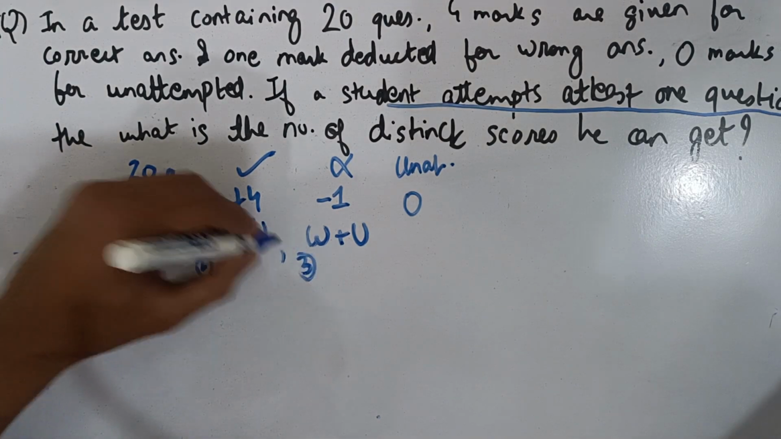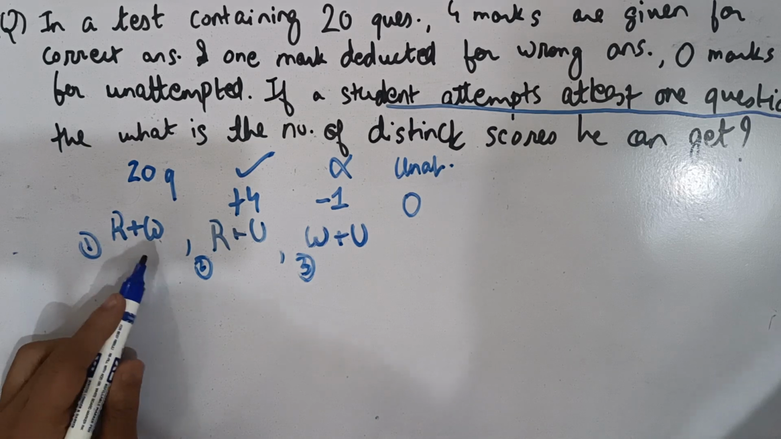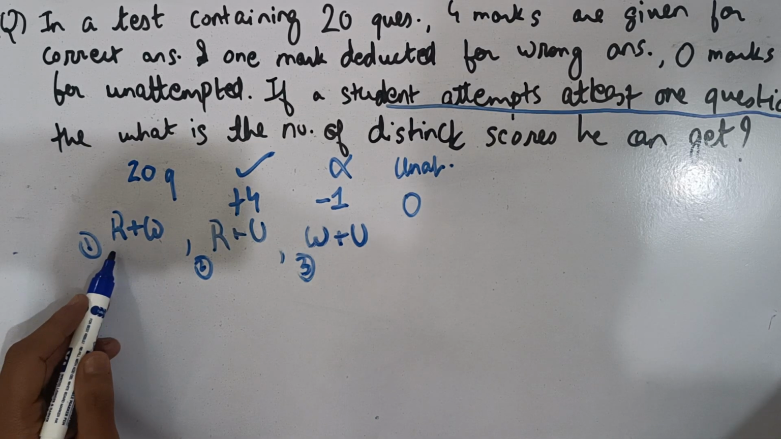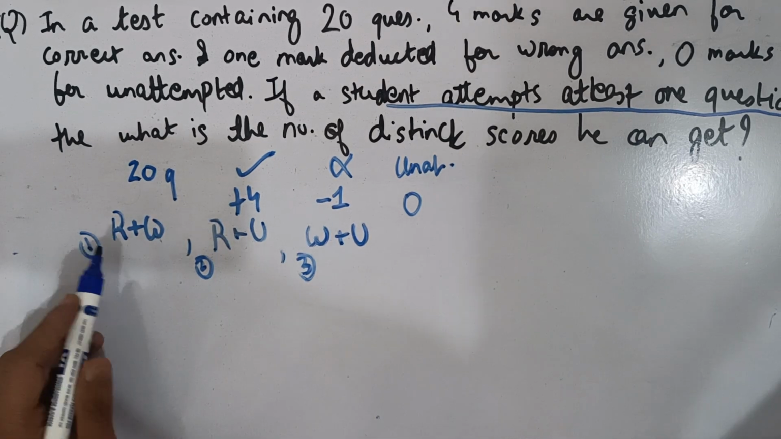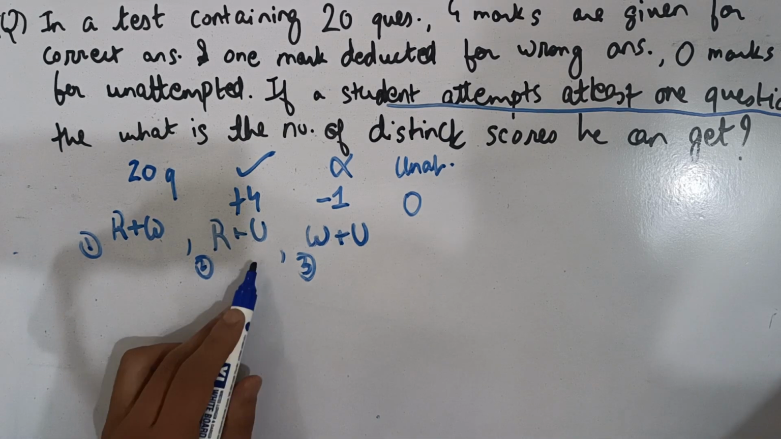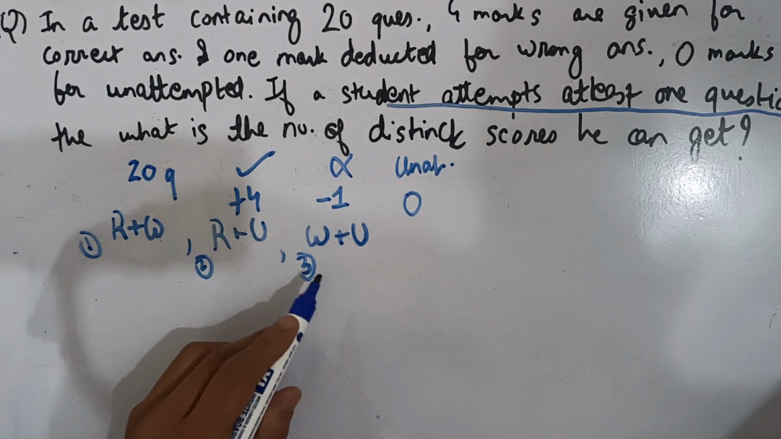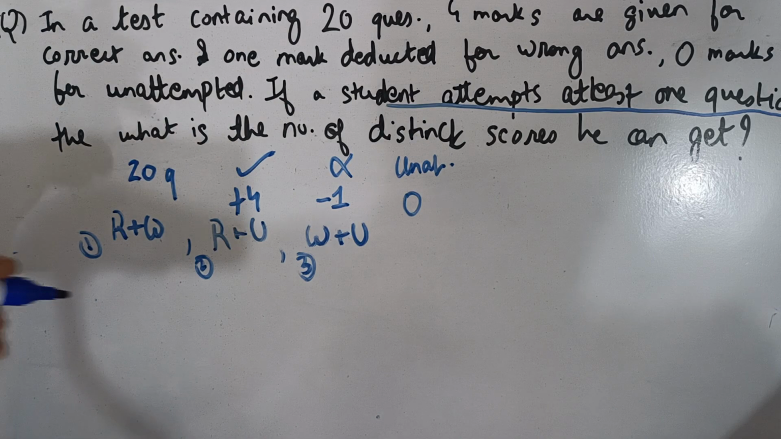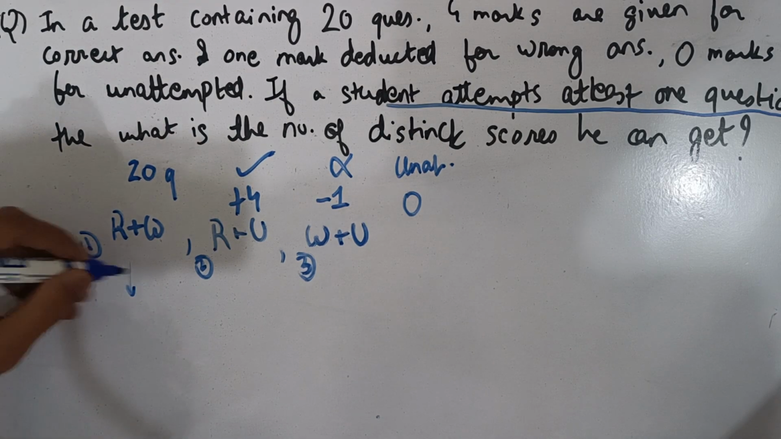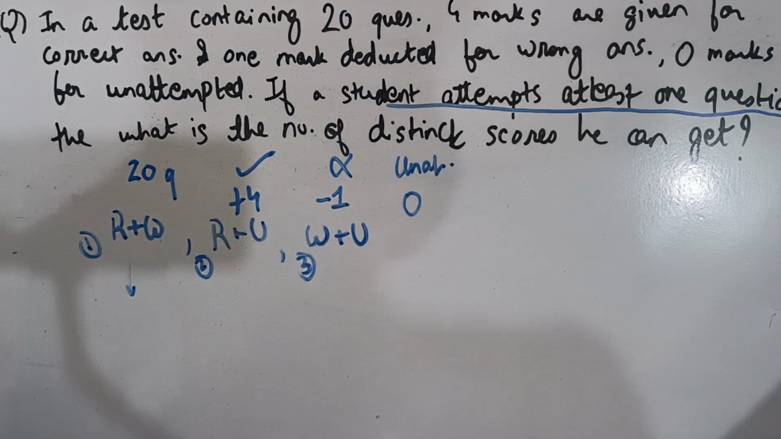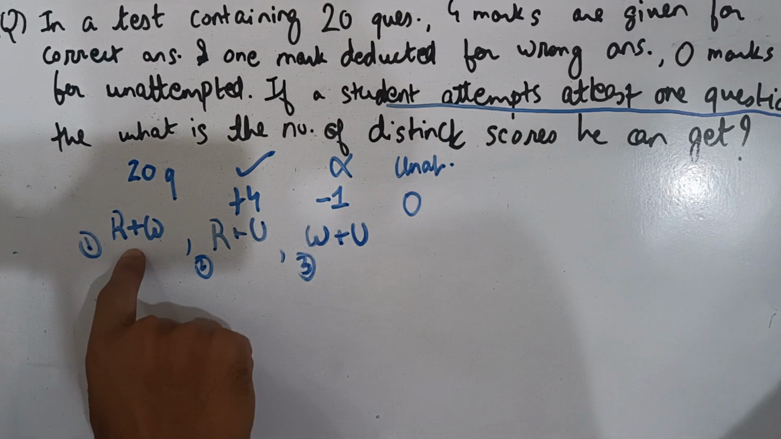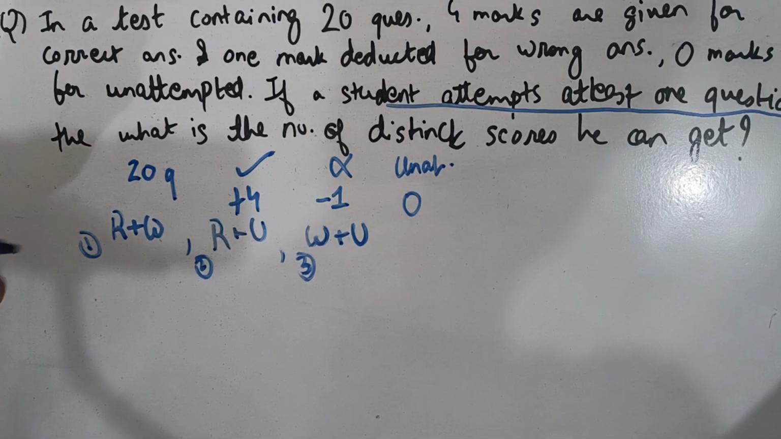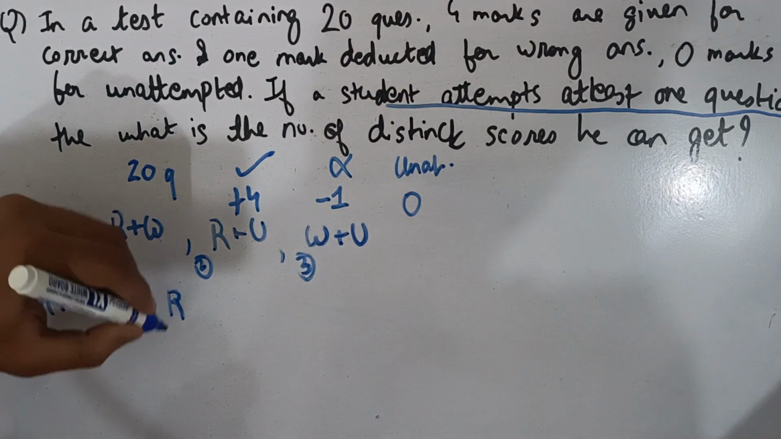For example, a student can do some questions right and some questions wrong, for example 10 right and 10 wrong. He can also do 10 right and 10 unattempted. He can also do 10 wrong and 10 unattempted. So we'll find out the distinct values in all the three pairs, and then that will be the answer. We'll start with the first one, right and wrong, which we'll write as R and W.